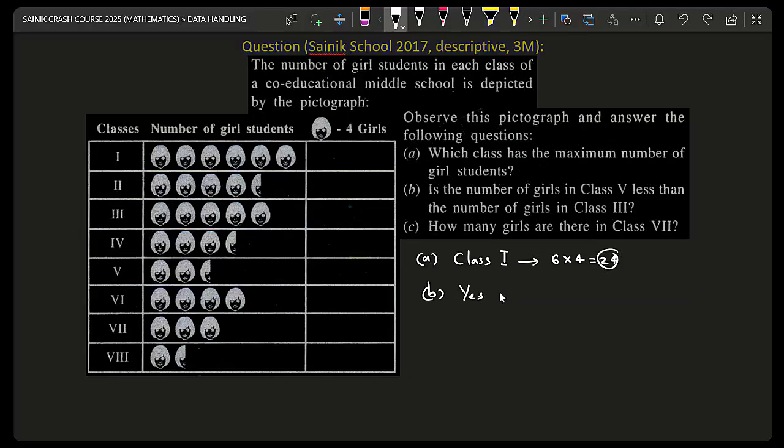But if I ask how many less, then what is the answer? Sir, 14. First, you find the number of faces. In class 3, 5 faces are there. In class 5, two and a half faces are there. So, what is the difference between 5 and two and a half? So, 20.